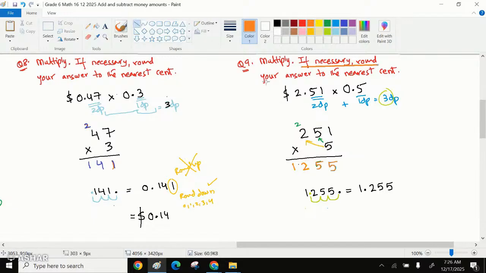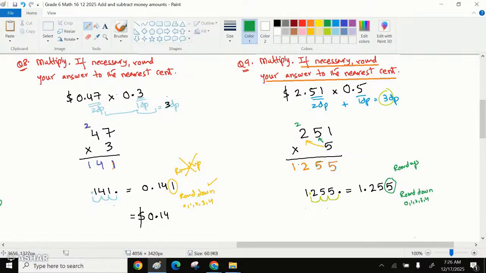But the initial statement of the question also said, if necessary, round your answer to the nearest cent. That means we need to do the rounding. And we know that we have two options. Either we look at the last digit, either it would be round up or it would be round down. We know that if the last digit is 0, 1, 2, 3, or 4, then it is rounded down.